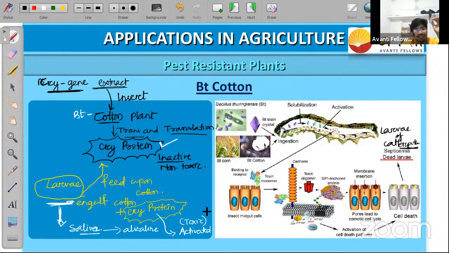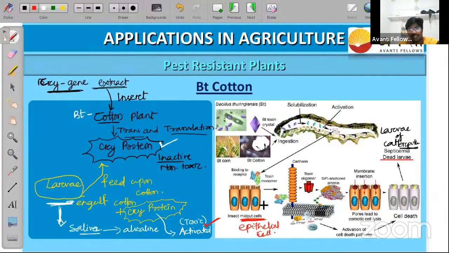And it will get activated in the alkaline saliva medium of the larva. Whenever it gets activated, it turns toxic. This toxic substance will go and bind to the midgut of the insect. It will bind to the epithelial cells of the midgut of this particular insect.